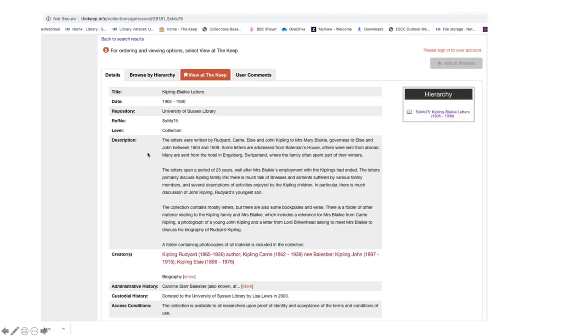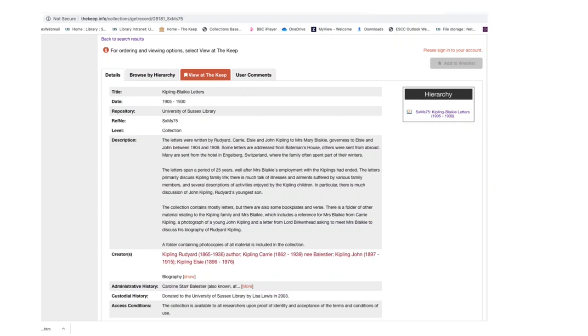So we can find out more about Lisa Lewis, but also in this collection level description, we find out that the letters span 1905 to 1930, so that's quite a long time, 25 years. There are also some from the Kipling's children, so there's a lot more context, a lot more of a picture that we can build up there, as well as having the ability to find out more about Rudyard Kipling, his wife Carrie, and their children John and Elsie. So there's a lot of information contextually that you can build up using the website and the catalogue.